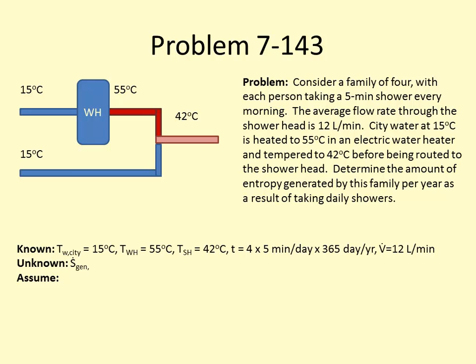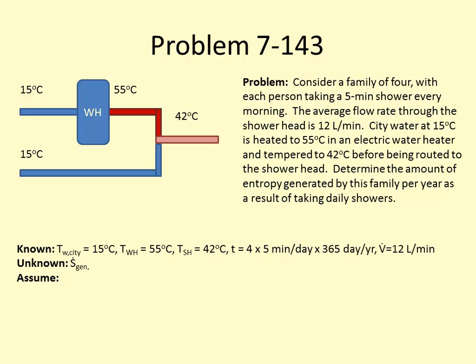So then at 42 degrees Celsius, which is state 4, our specific volume is 0.001009 meters cubed per kilogram. Our entropy is 0.5989 kilojoules per kilogram Kelvin. And then our enthalpy is 176 kilojoules per kilogram.